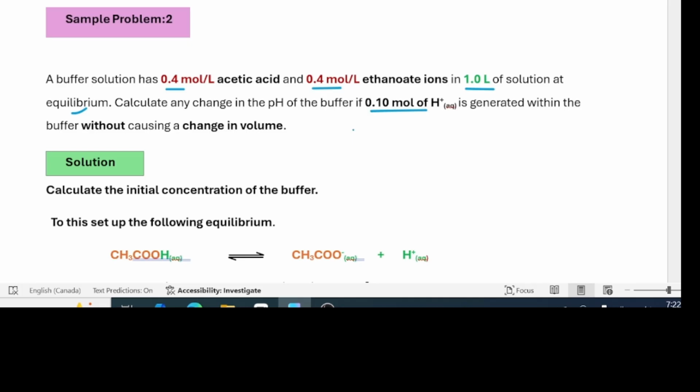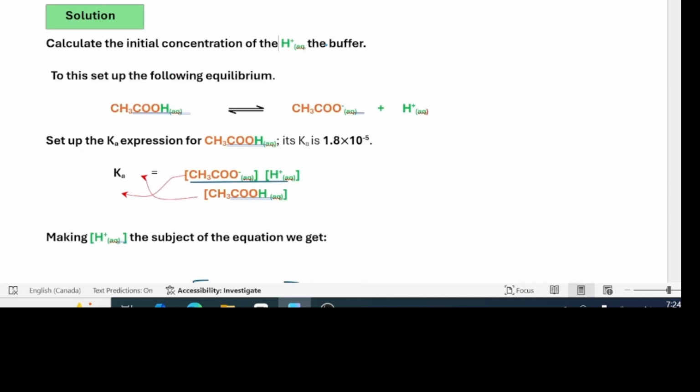Someone could have been doing an experiment using this buffer, and something in the experiment could have been generating that quantity of hydrogen ions. So we want to calculate any change in pH that amount of hydrogen ion added to the solution would cause. So the first thing we do is to calculate the concentration of the hydrogen ions in the buffer, as that is what is going to lead us on to calculating the pH of the buffer.